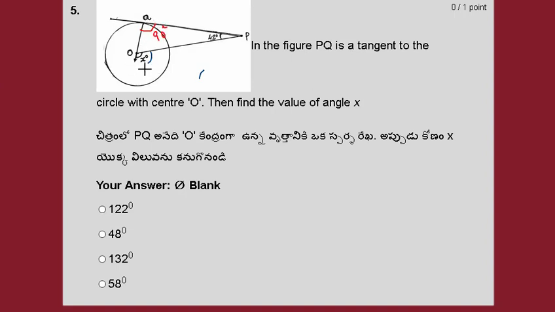Now X is the exterior angle of this triangle. An exterior angle of a triangle is equal to the sum of the opposite interior angles. So that's equal to 90 degrees plus 42 degrees, which is equal to 132 degrees.